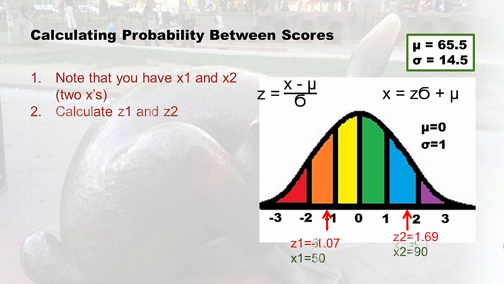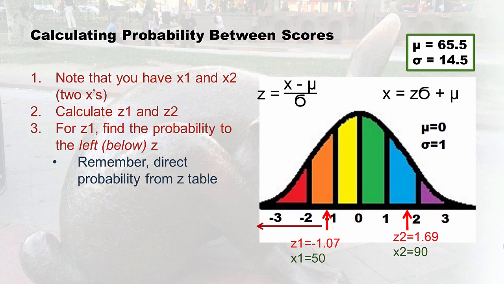So the next step is you're going to calculate z1 and z2, and I'm kind of cheating because we already did these. We already knew the z1 for the not so smart friend was negative 1.07, and we already knew the z2 for the smarter friend was 1.69, so I just put them on the diagram.